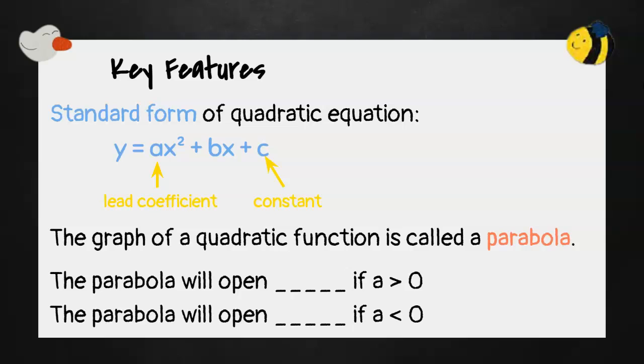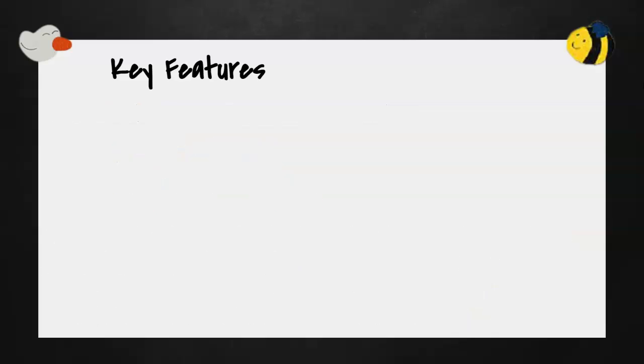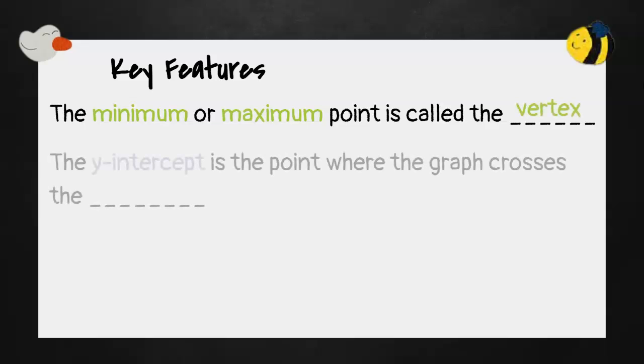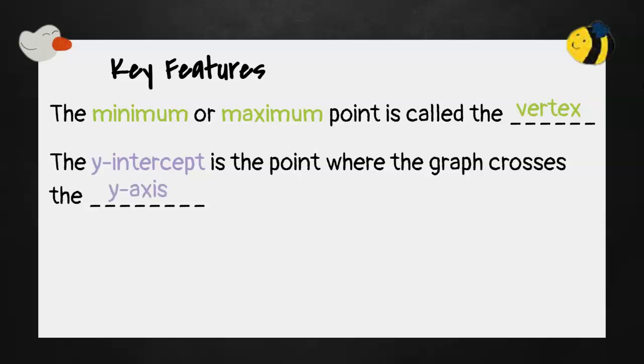Now, a parabola will open up if your a or lead coefficient is greater than 0 or positive. And the parabola will open down if the a is less than 0 or negative. The minimum or maximum point is called the vertex. The y-intercept is the point where the graph crosses the y-axis.